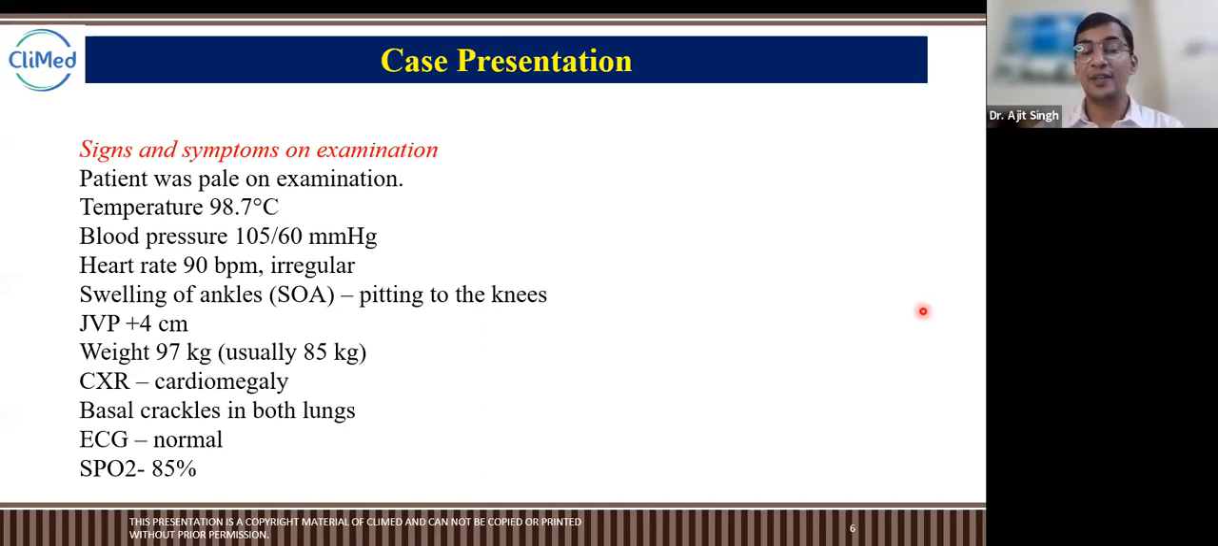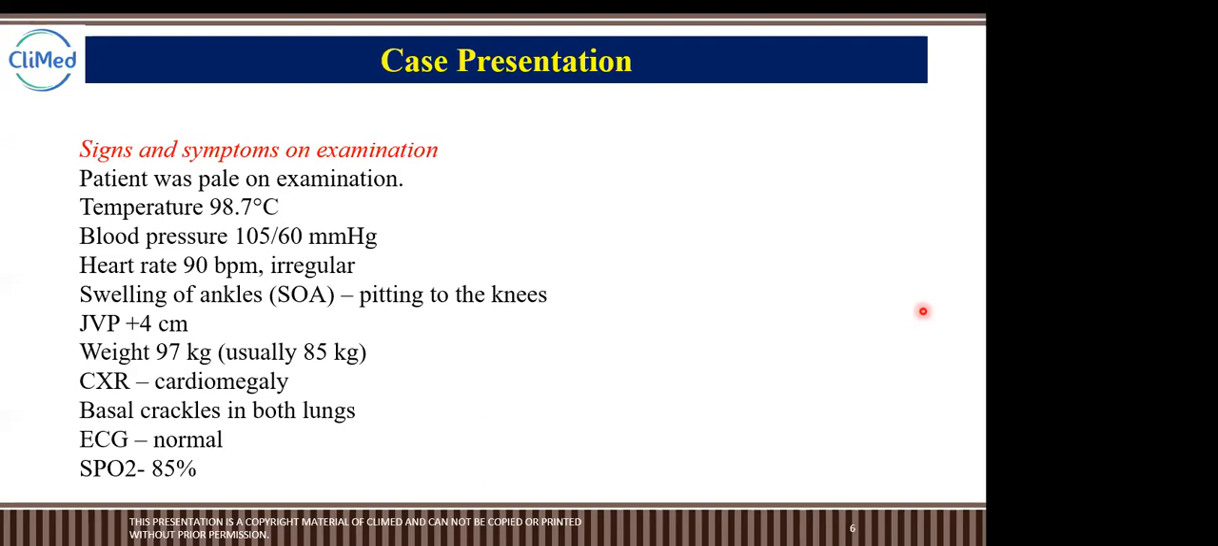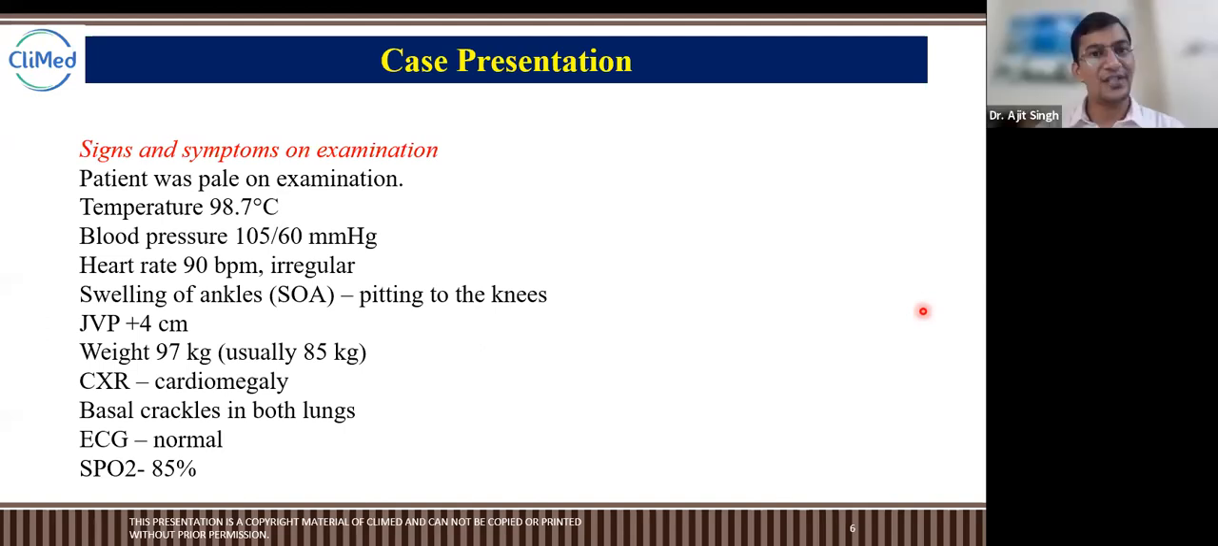And see, JVP plus 4 centimeter. What does it mean, guys? JVP plus 4 centimeter. Anyone? It's jugular venous pressure, I think. Yes, that is jugular venous pressure. Definitely. Plus 4 centimeter.